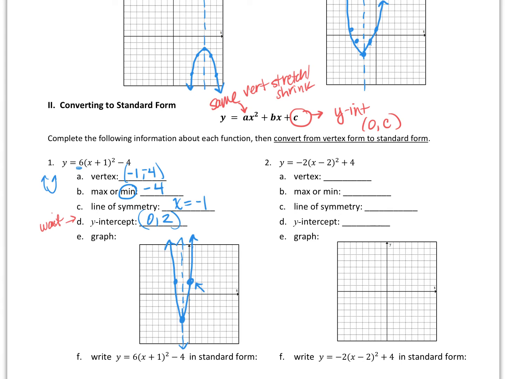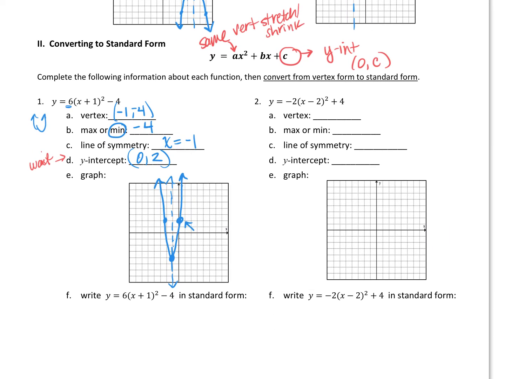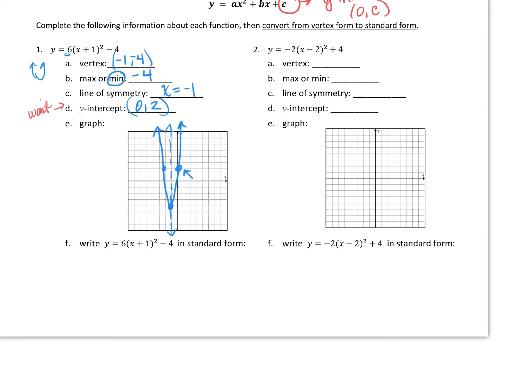Now, how would that show up in the equation? Let me show you. When we go to part F down here, we're going to expand this thing out and put it in standard form. So first thing we're going to do is expand out that exponent, okay? So it's going to be x plus 1 times x plus 1 minus 4. This is what I'm talking about when I say expand, okay? You need to show this work.